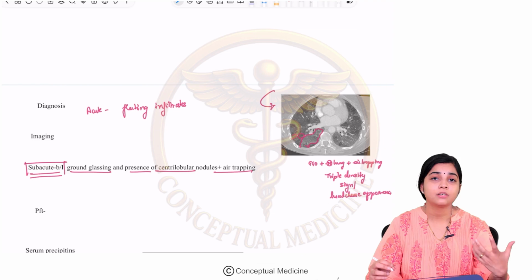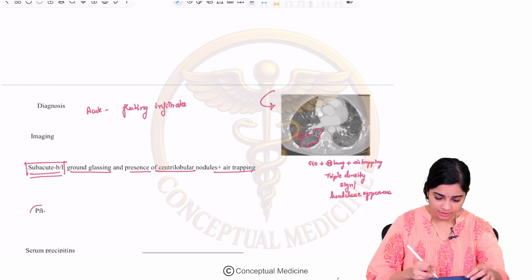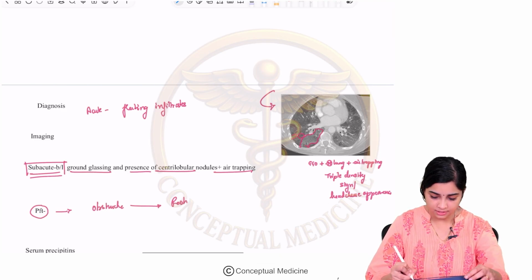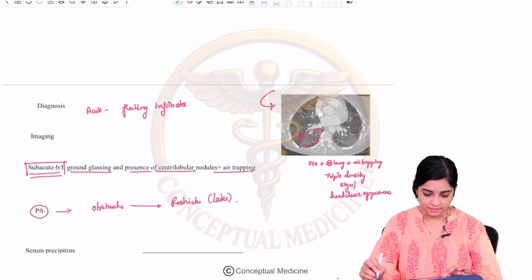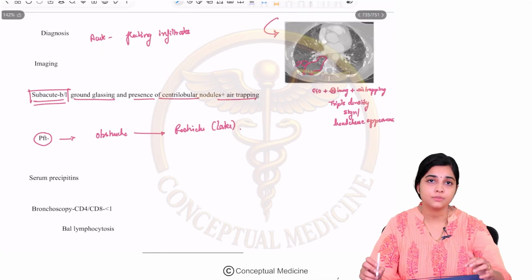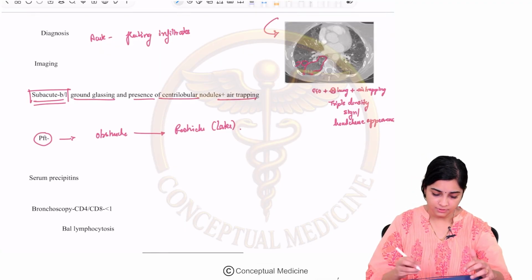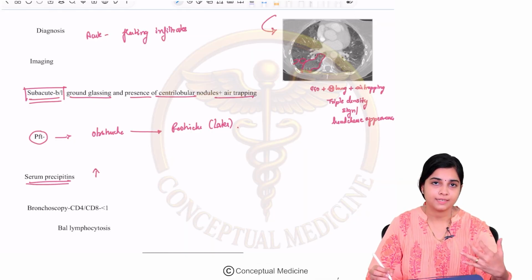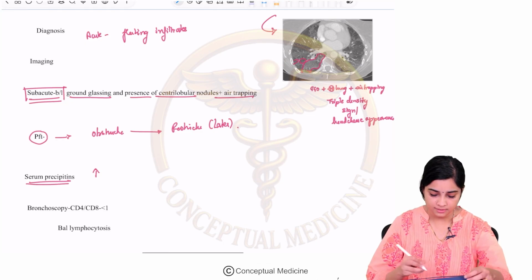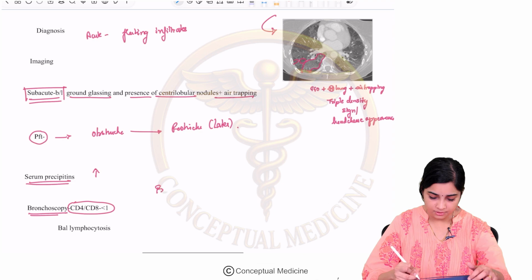Okay. Now in chronic forms of HSP, if you do pulmonary function testing, you can have an obstructive pattern which can progress to a restrictive pattern in the later stages. You can have a restrictive pattern as well. Other tests used to diagnose hypersensitivity pneumonitis include serum precipitants, which will be elevated because of your exaggerated antigen-antibody responses. Then bronchoscopy, another very important point, when we do a bronchoalveolar lavage.